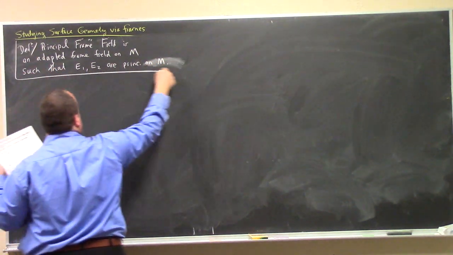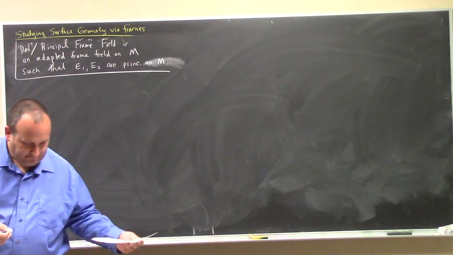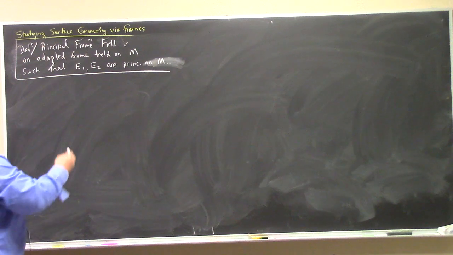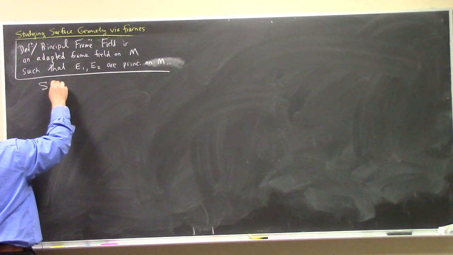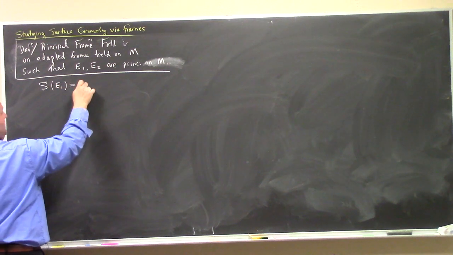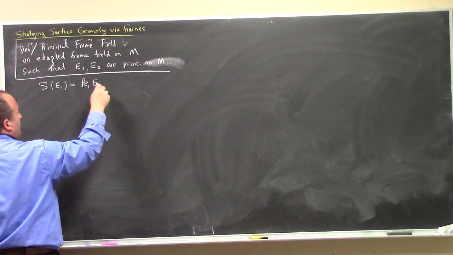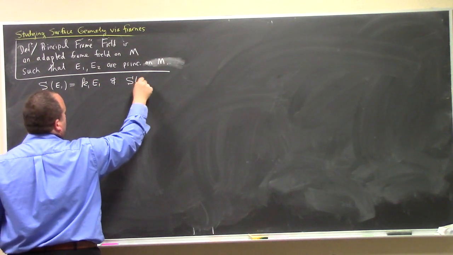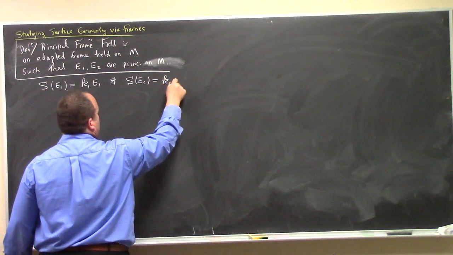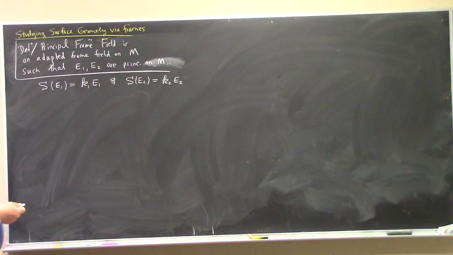What does that mean? What does it mean to be a principal vector field? That means that S, the shape operator, on E1 is just equal to K1 E1, and the shape operator acting on E2 is K2 E2. In other words, at each point in the surface, the E1 and E2 point in eigenvector directions for the shape operator. They point in the directions in which the shape operator just acts by multiplication by a scalar. And the K1 and K2 are the principal curvature functions. All right?